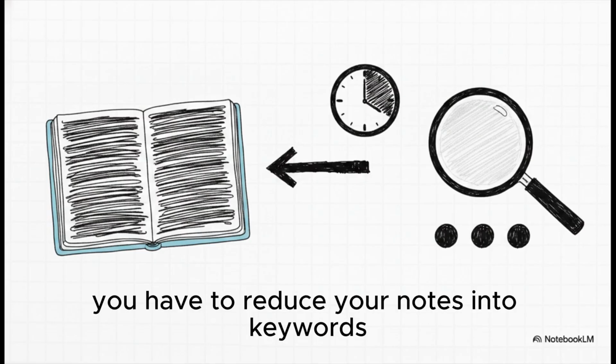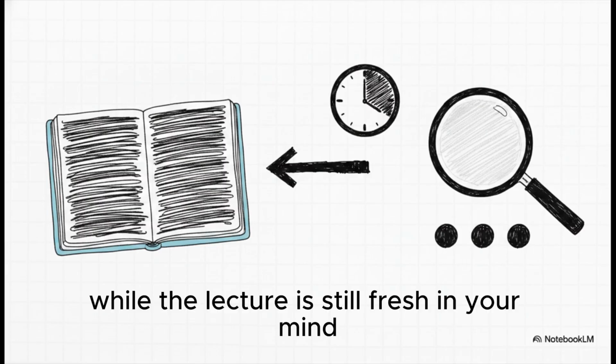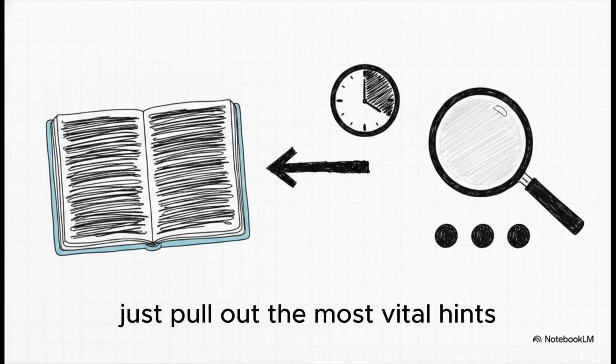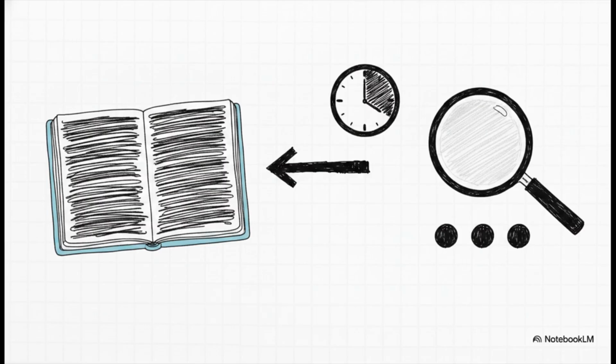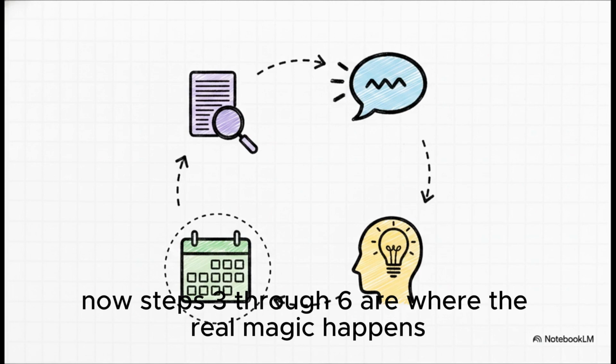You have to reduce your notes into keywords in the Q column within 24 hours while the lecture is still fresh in your mind. Just pull out the most vital hints or frame them as questions. Now, steps 3 through 6 are where the real magic happens for your memory.